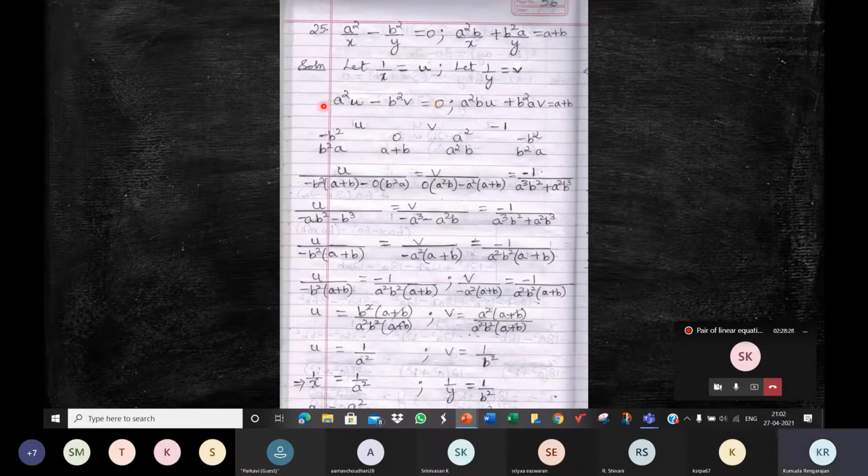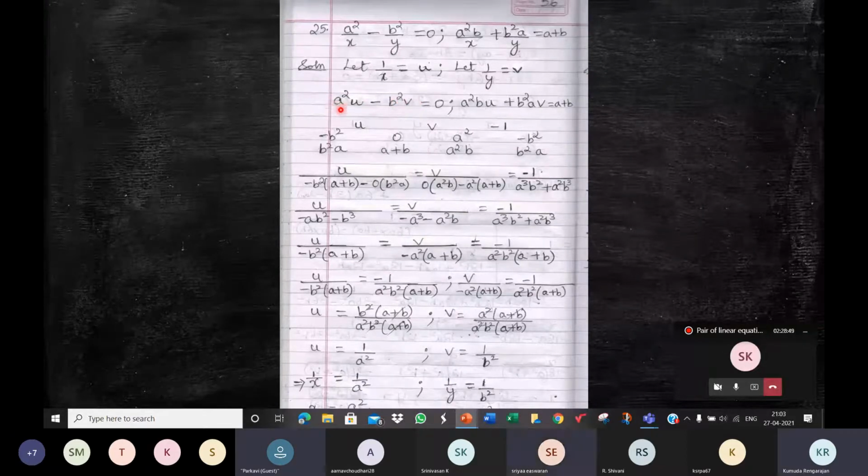Now tell me, what is the degree of this polynomial? Just forget this is equal to 0. Now look at a square u minus b square v. What's the degree of this polynomial? 2, ma'am. 1, ma'am. 2, ma'am. I'm saying just come away from this chapter.